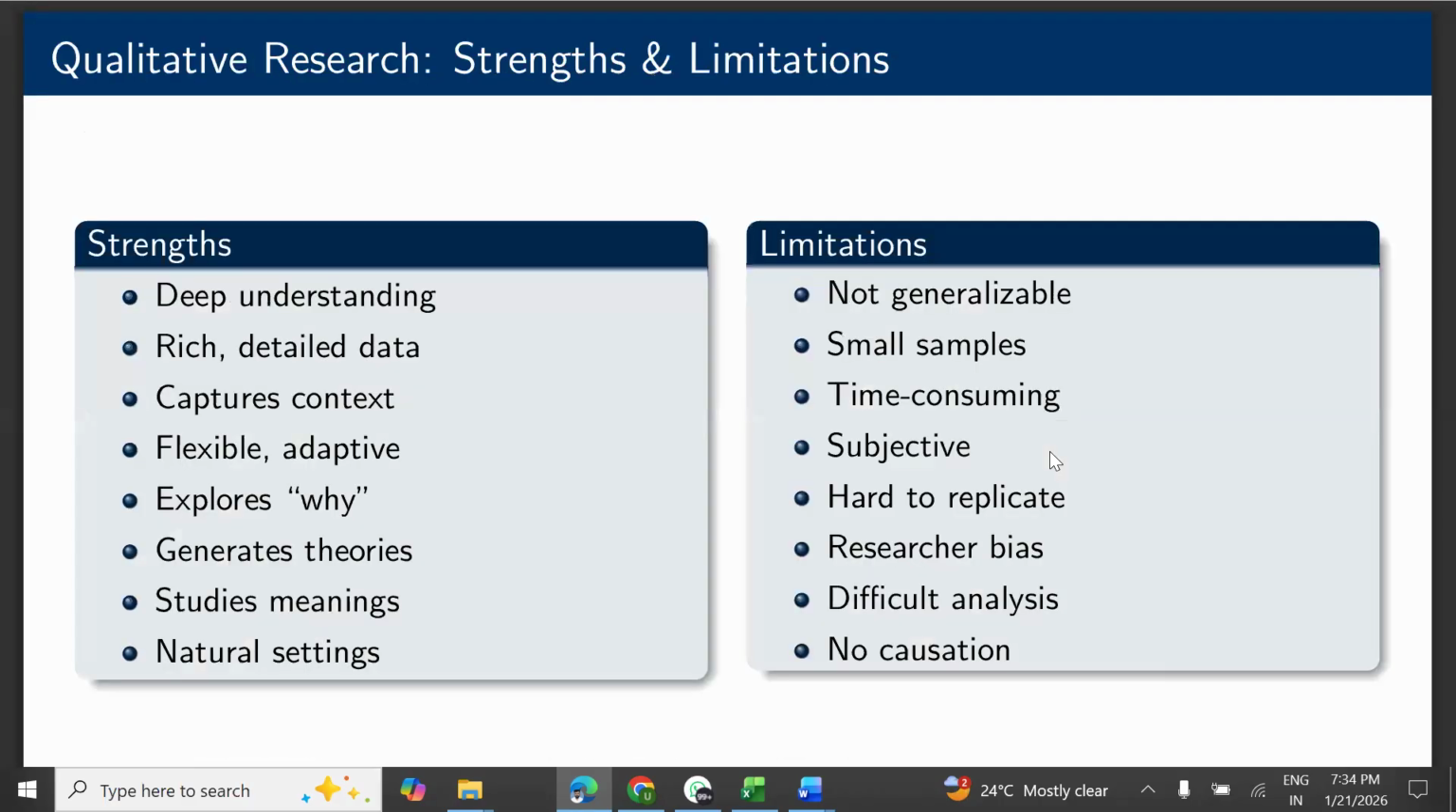So what are the strengths and limitations of qualitative research? Strengths include deep understanding, rich detailed data, it captures the context, it is flexible and adaptive, it explores why, it generates theories, it studies the meanings, and it is done in a natural setup. The limitations are that it is not generalizable, it is sometimes based on small samples, and it is time consuming, subjective, and hard to replicate. There might be researcher bias, the analysis is difficult, and there is no causation.